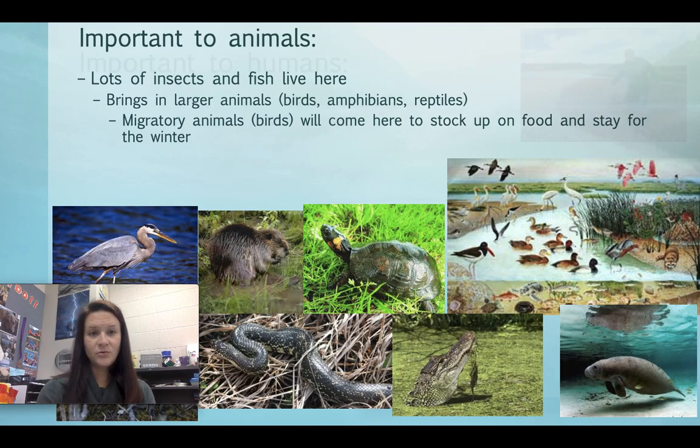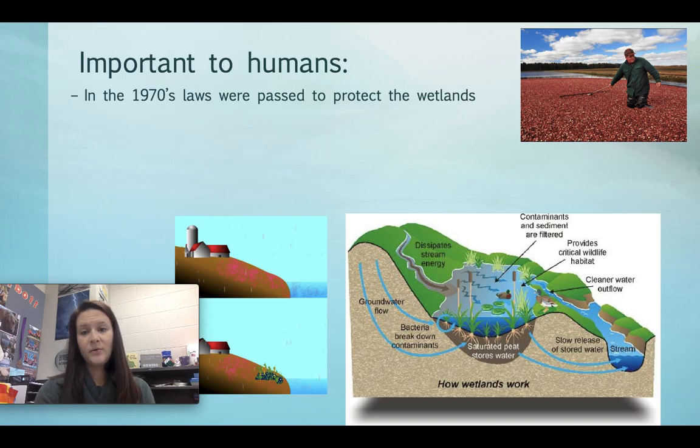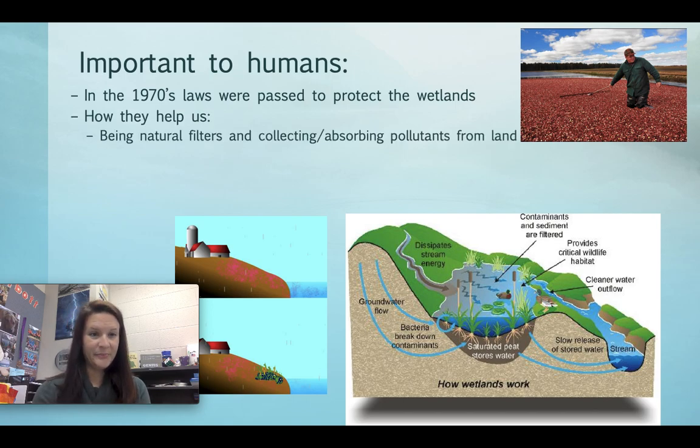And then last, why are they important to us? So in the 1970s, we passed a law to protect the wetlands, which was really a good thing to do because they are very beneficial to us. Some of the ways that they help. First off, they're natural filters.